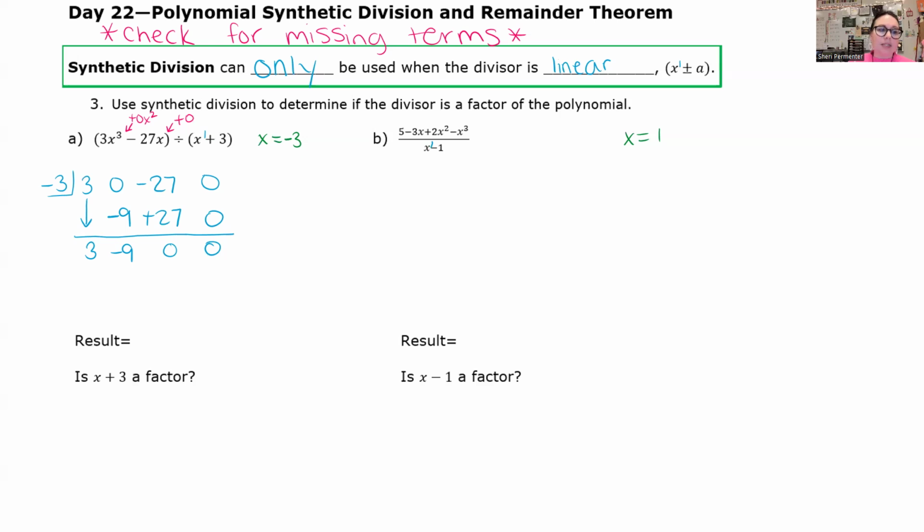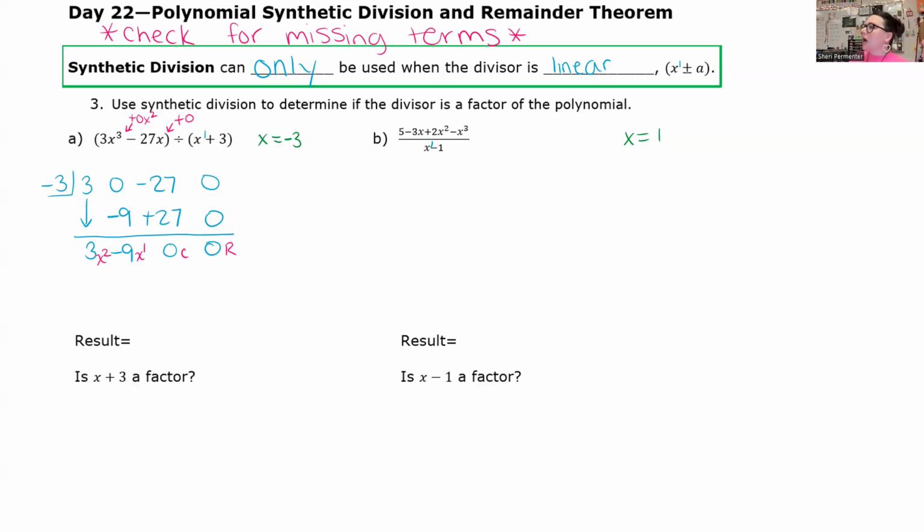And this may seem like a really silly step to you, but those of you that don't do it, you're going to get wrong answers. So please just trust me. We're going to start the very last number in the bottom row to the right. That will always be my remainder. And then I'm going to count up with a degree. The next placeholder will be a constant. And then I have an x to the first power and then an x to the second power.